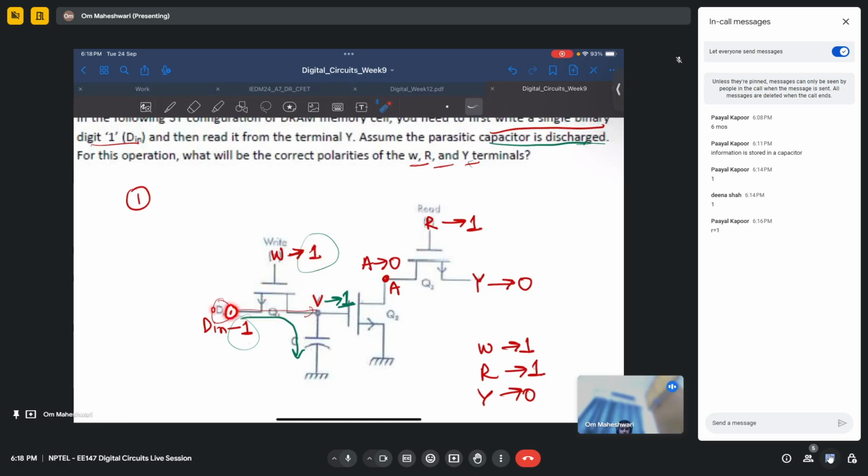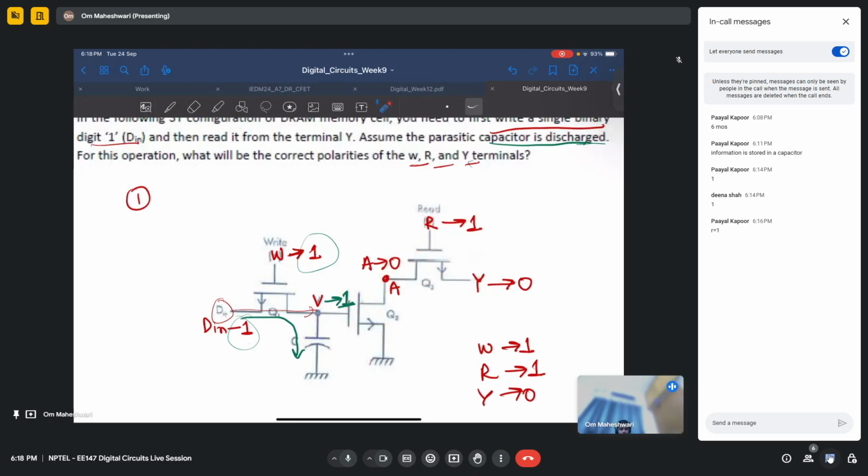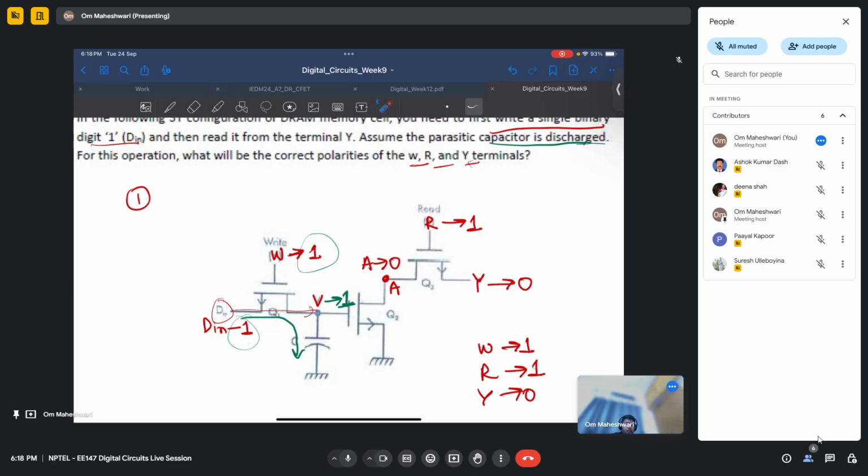So whatever is here, if it is 1 here, it will be 1 here also. Similarly, when there is 1 at the gate here, since it is grounded, 0 will be here also. Same thing for this transistor. As soon as this transistor turned on, this 0 transferred to output Y. So you just have to short these two. Is this clear to everyone? Okay.